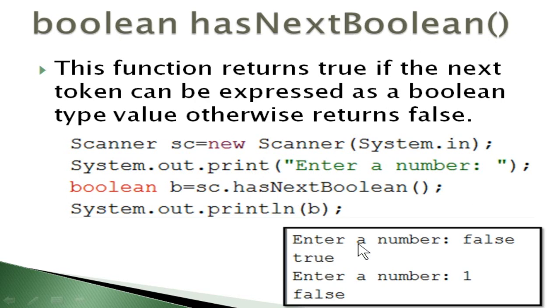You can see an example: enter a boolean, false, which is a boolean value. Since it is a boolean value, it returns true, so you are getting the output as true. And here is another example, you can see enter a number, it is 1. Since it is an integer, it returns false.